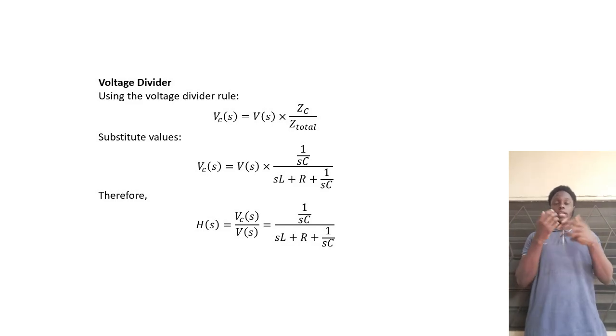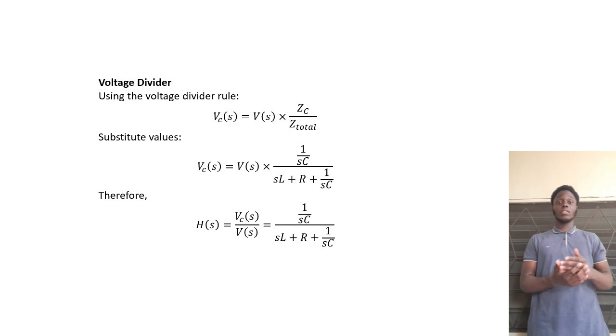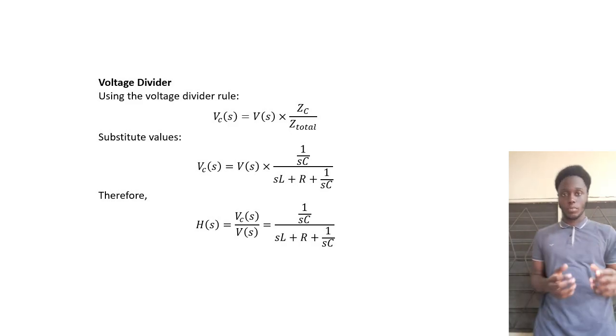Taking their Laplace transforms, you can see that the impedance in the capacitor has its Laplace transform to be 1 over SC, the impedance in the resistor has its Laplace transform to be R, and the impedance in the inductor has its Laplace transform to be SL. So the voltage divider rule gives us an expression which is VC is equal to 1 over SC, all over R plus SL plus 1 over SC, times the source voltage Vs. That's the setup for the voltage divider. Thank you very much.